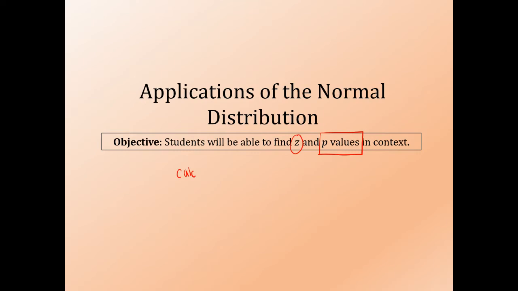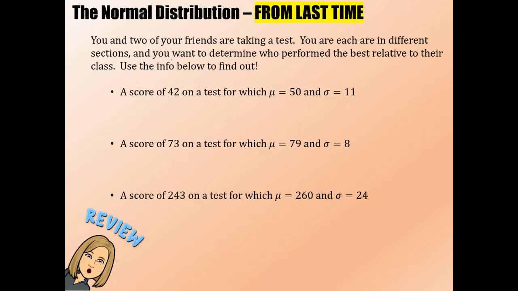So to start off this video, we're going to do some review of what you got last time and then dive into some applications together. From last time, you and two of your friends, so 3 of you, are taking a test. You're each in different sections and you want to determine who performed the best relative to their class. Use the info below to find this out. I don't know which one is you, you can decide, but as you can tell, they all have a different mean and a different standard deviation.